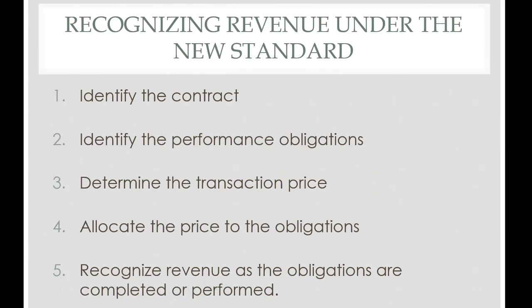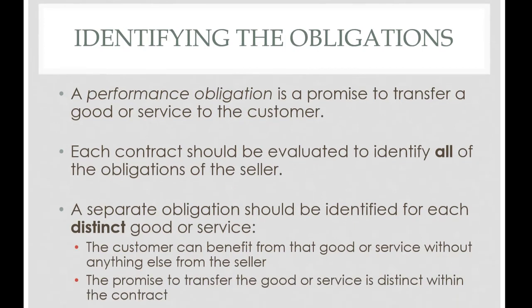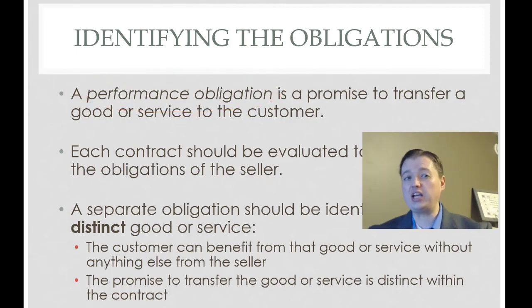The next step is to identify our obligations. FASB calls these performance obligations. It's everything that we have promised as the vendor to give to our customer or client. It can be a good, it can be a service. So once we've identified that we have a contract, we need to go through that contract and highlight everything we've promised to do for our client. Now, we're not going to worry about what the client's recording. We're just going to worry about what we as the vendor are going to record.